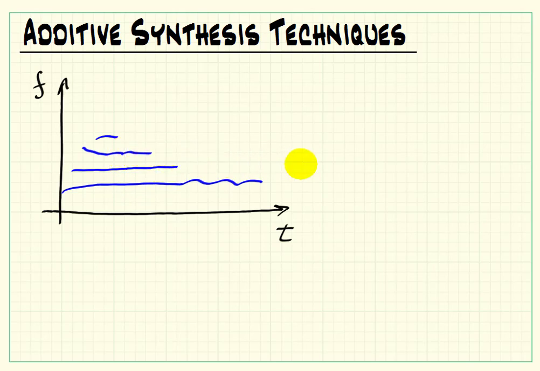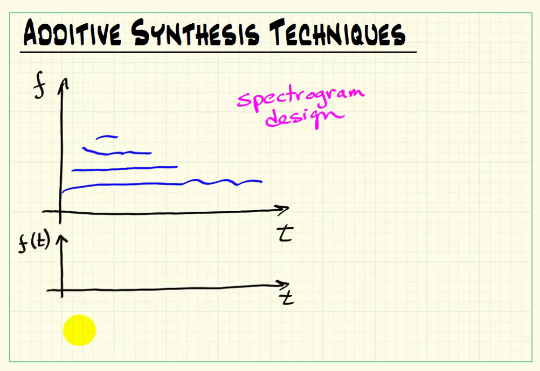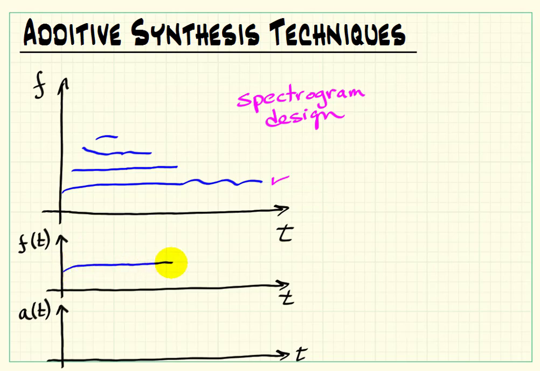But really, you think of it as you have these trajectories in frequency, typically, and you want to figure out how to implement each one of those trajectories. Now, specifically, I'll focus on the partial that has the lowest frequency here. So we think of this as having two aspects to its behavior in time. The first is how the frequency varies in time, and the second is how the amplitude varies in time.